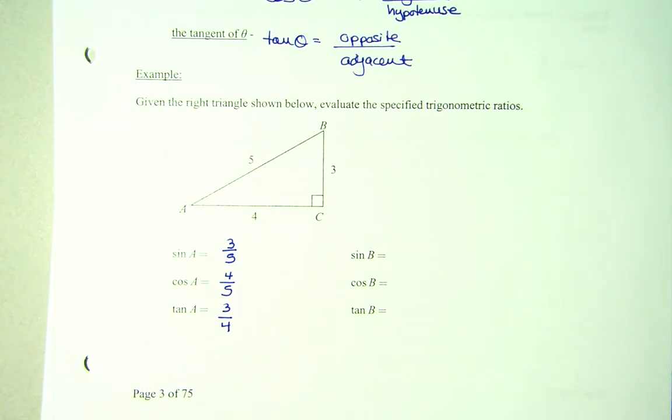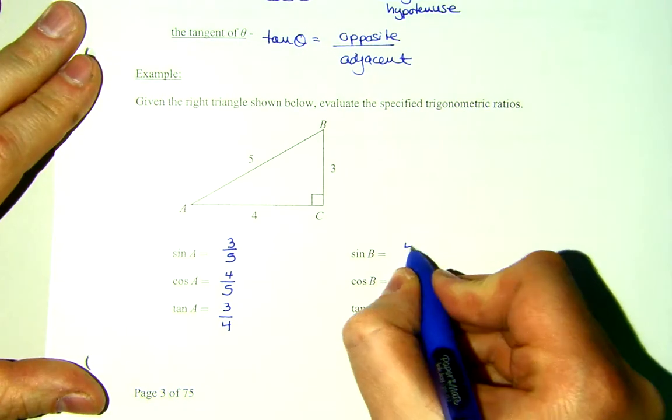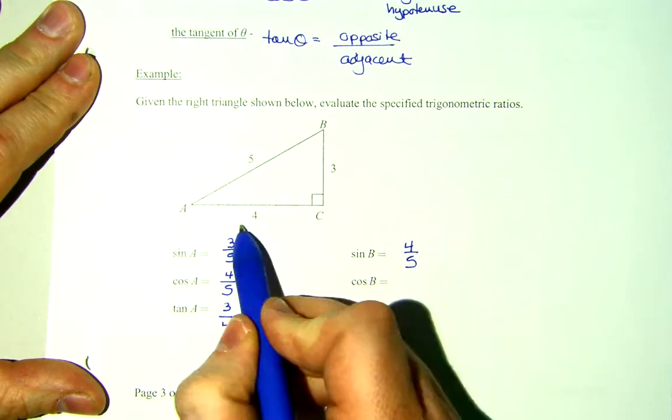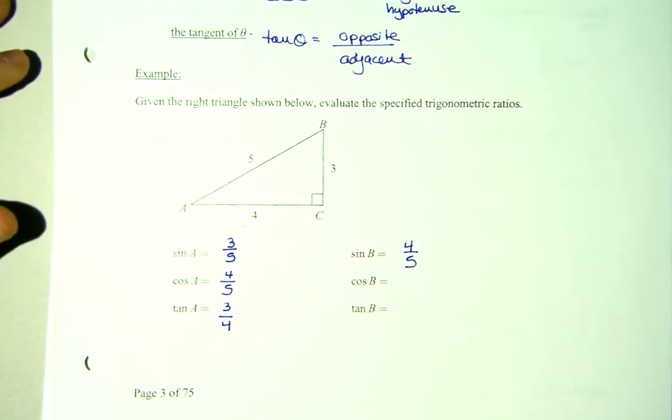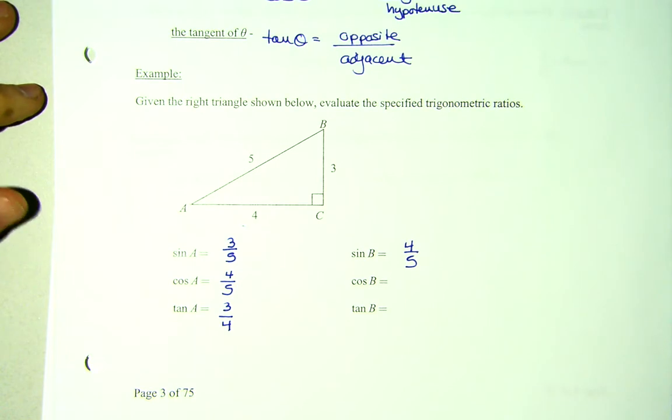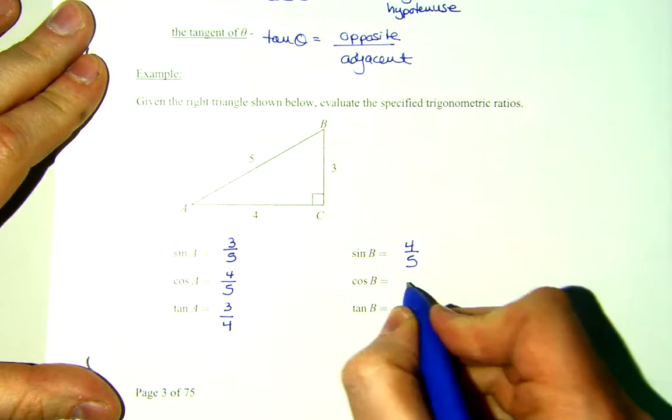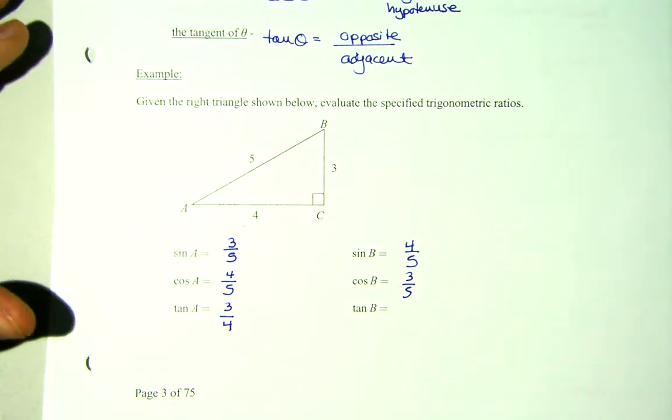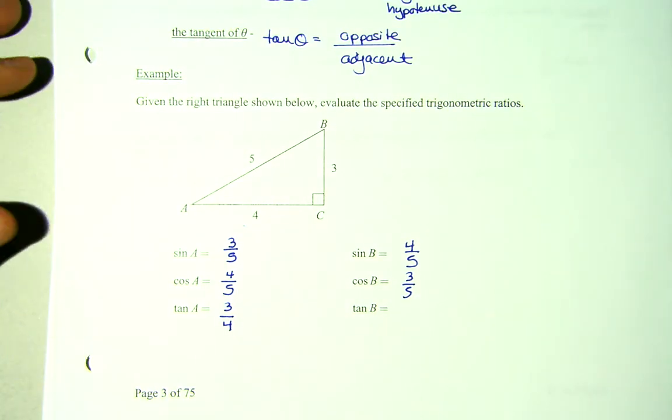Giovanna, what's the sine of B? 4/5. And sure, that looks like the opposite over the hypotenuse. And Shay, what about the cosine of B? 3/5. The adjacent over the hypotenuse, 3/5. And Laura, how about the tangent of B?